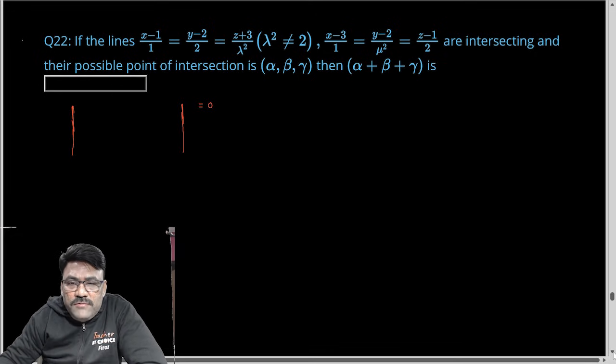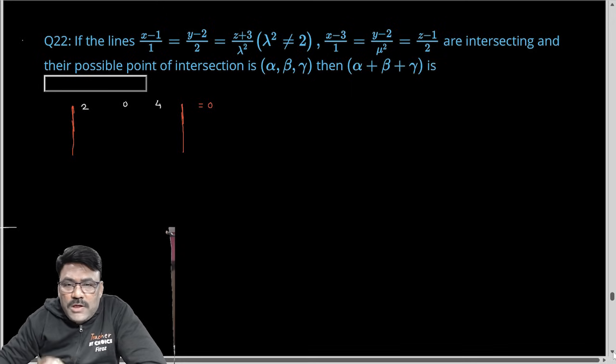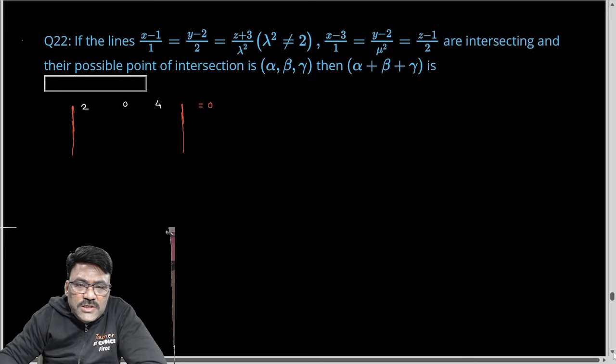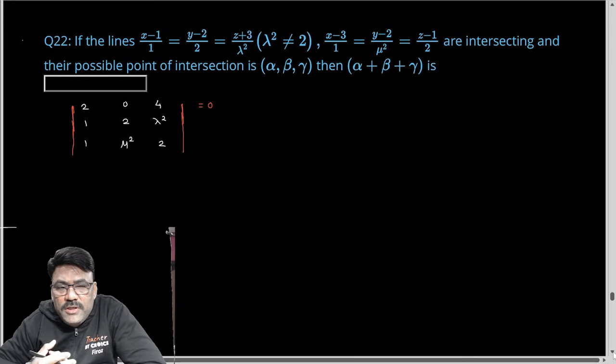So in the first row, I will take the difference of the points on the two lines. 3 minus 1, 2. 2 minus 2, 0. 1 plus 3, 4. Then the direction ratios of the two lines: 1, 2, lambda square. Then 1, mu square, and 2. So this should be 0.